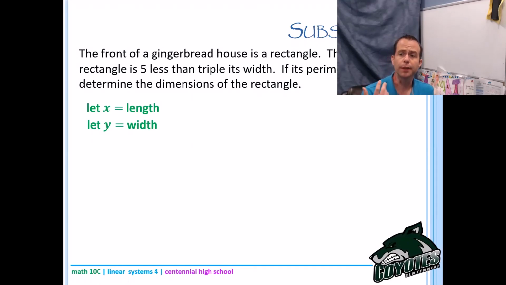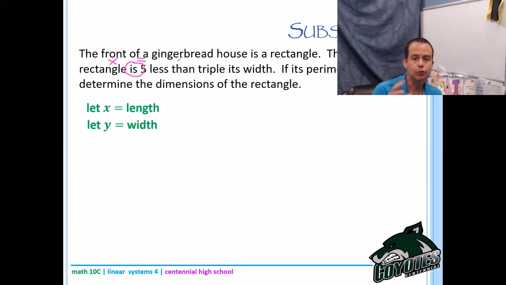So now I have to come up with some equations. Well, remember, we probably had this talk in a previous lesson. The word "is" is always your equal sign. So anything to the left of "is" is to the left of your equal sign. So it says the length is, well, the length is x, okay? So now I've got x equals 5 less than triple its width. Well, that's what's going to go on the right side. Triple its width would be 3y. 5 less than that would be 3y minus 5. So one equation is going to be x equals 3y minus 5.